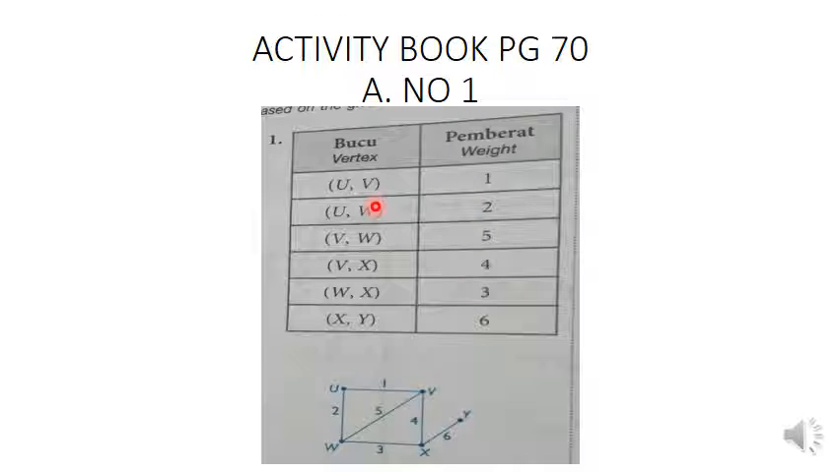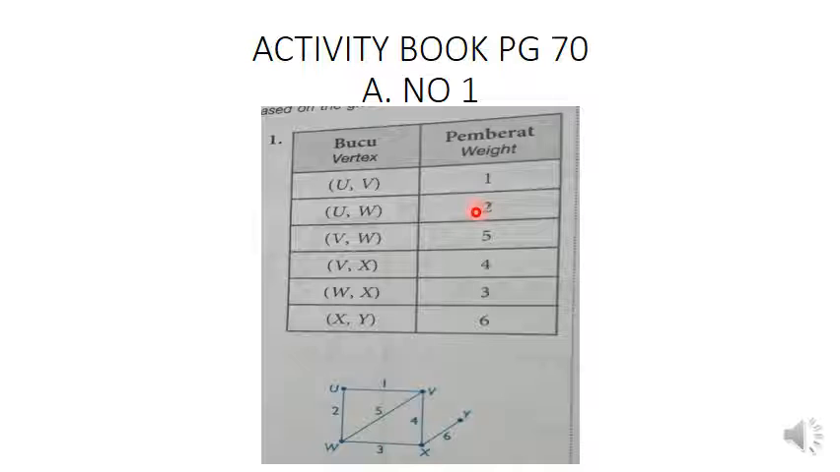That means from town U to town V, the distance is 1 kilometer. That's why the weight is 1. Okay, try one more. Vertex U to vertex W, the weight is 2. That means from town U to town W, for example, the distance is 2 kilometers. That's why the weight is 2.